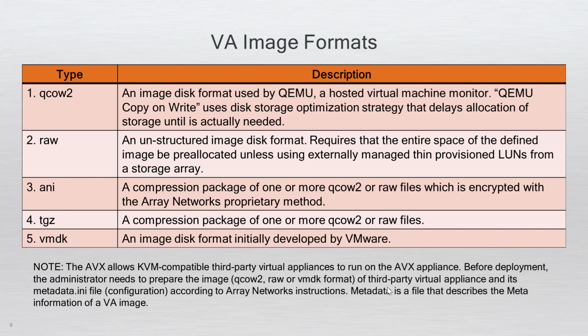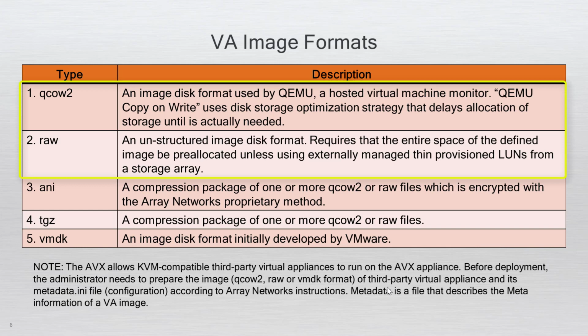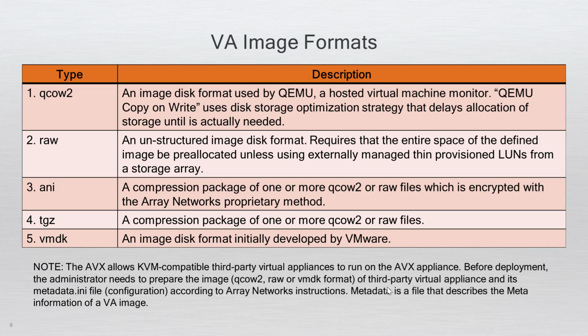The AVX supports the following VA image formats: QCOW2 and RAW are the two main image formats supported. QCOW2 stands for QEMU copy on write, and uses a disk storage optimization strategy that delays allocation of storage until it is actually needed. RAW is an unstructured image disk format that requires the entire space pre-allocated for the image.